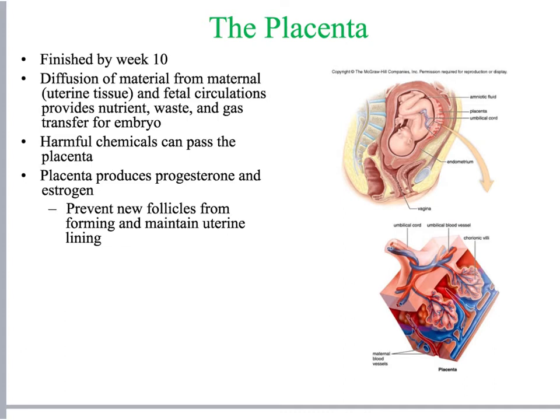The placenta produces progesterone and estrogen, incredibly high amounts, so it's no longer necessary for HCG to be released by the embryo, and the corpus luteum eventually degrades. Now, these high levels of progesterone and estrogen not only keep the uterine lining nice and thick and juicy, but it prevents new follicles from forming, so that means a woman can't get pregnant while she's pregnant.